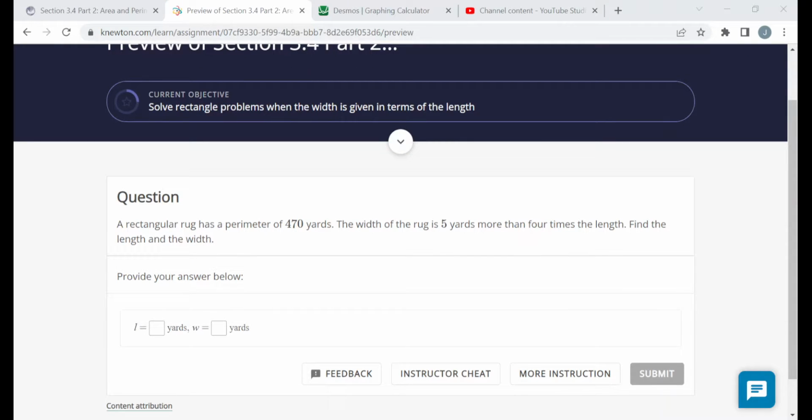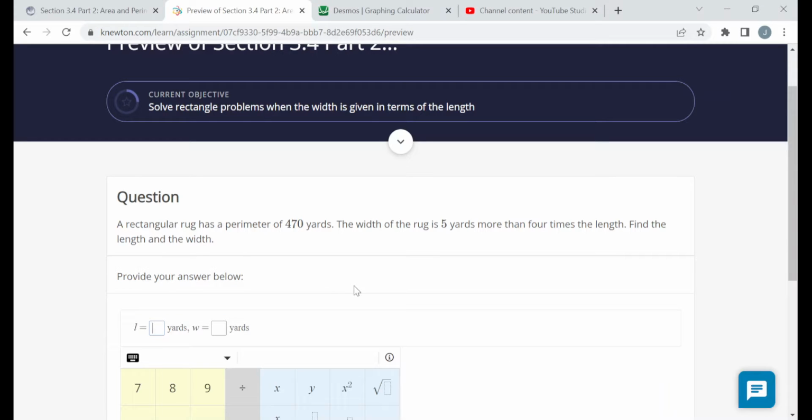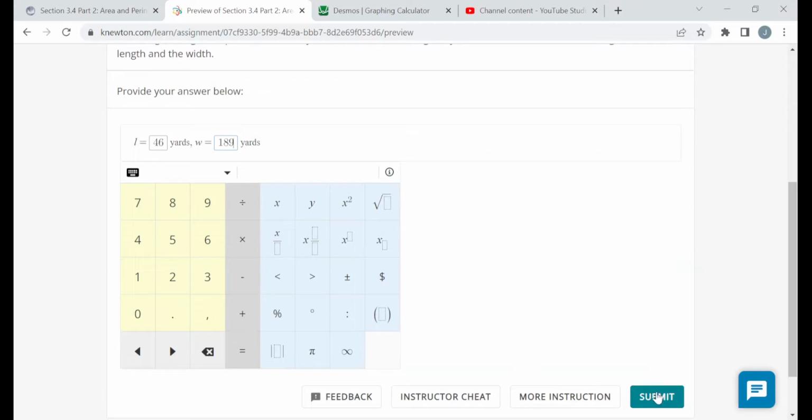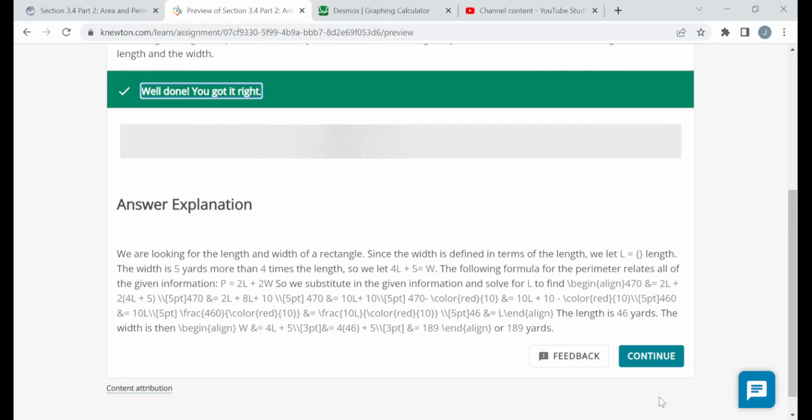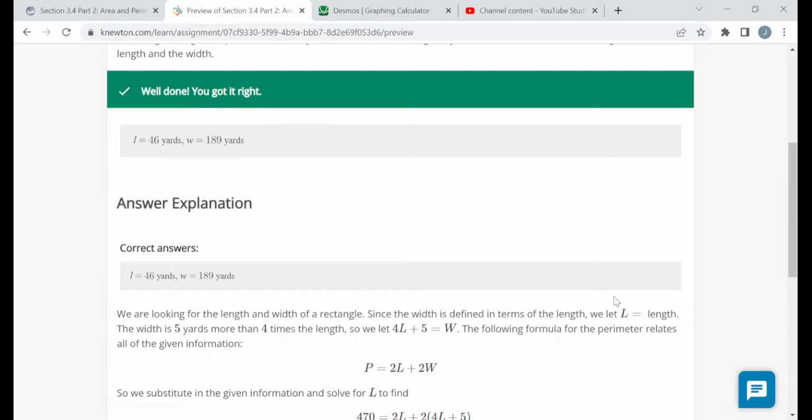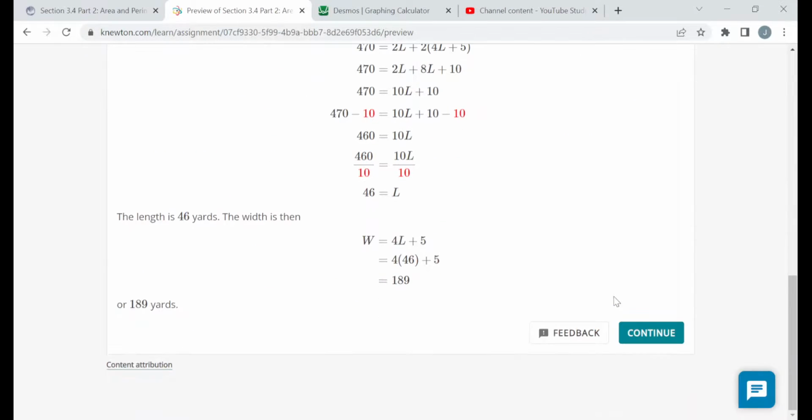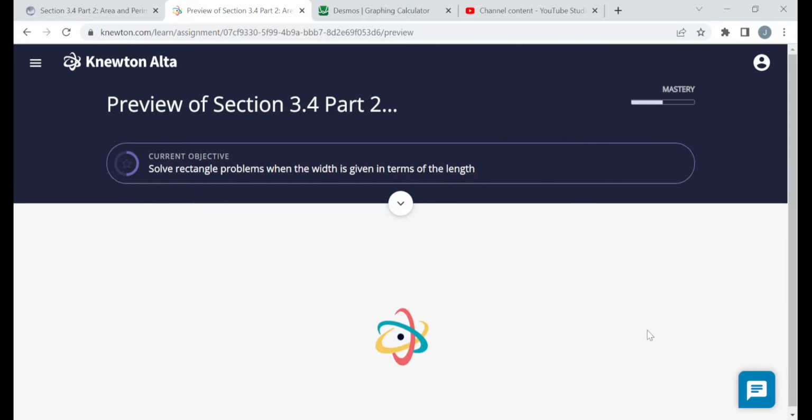I mean, that is a giant rug. A football field is 100 yards long. I think they were just throwing out random numbers here, right? The numbers change from problem to problem, but that's a big rug. Anyway, the length we saw is 46 yards, the width 189 yards. Great. All right, next question.